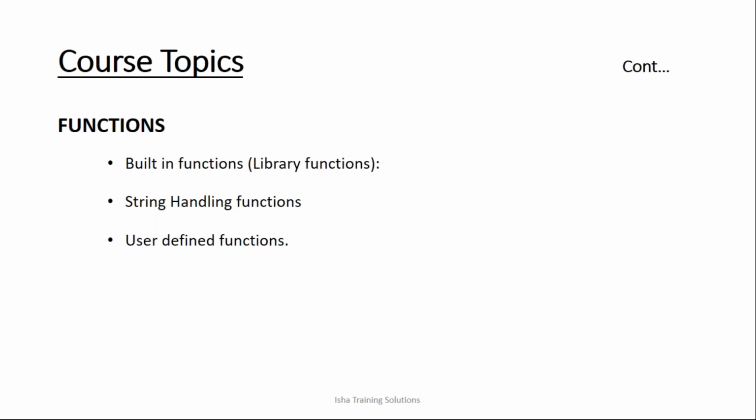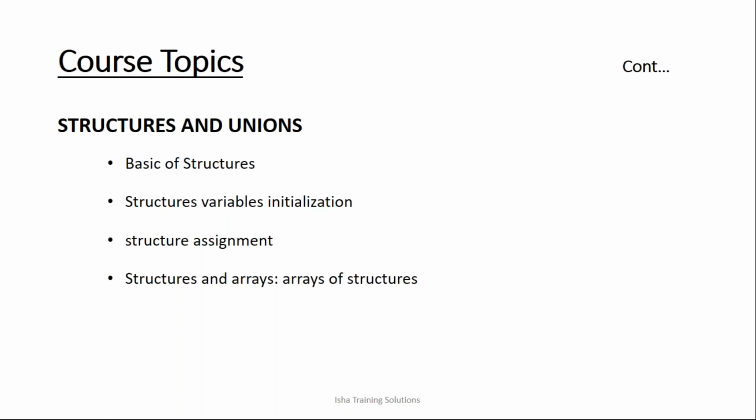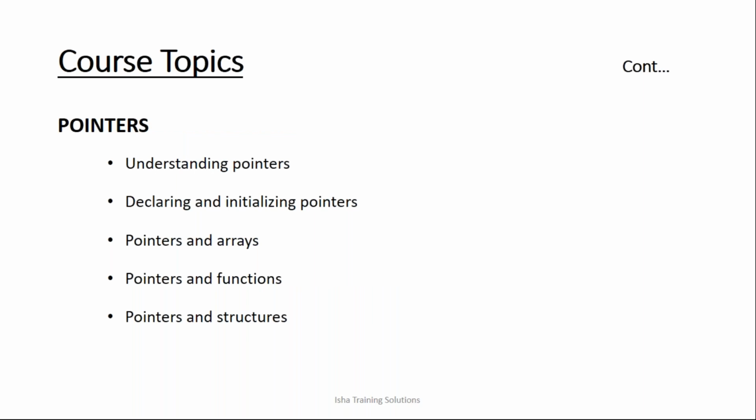Functions. We have seen a function like the main function, which is one type of function. We have different functions in C, and we will see what a structure is and what a union is, so that we can be clearer. No need to worry about that. And we have pointers.